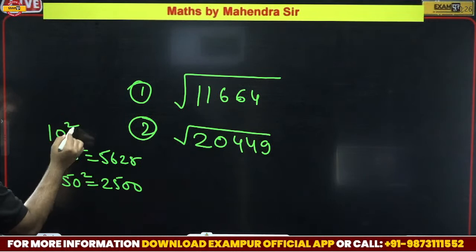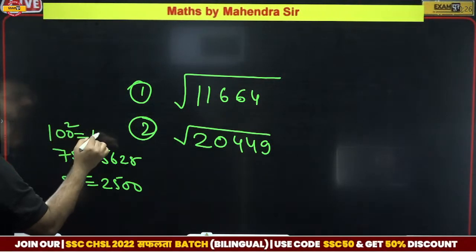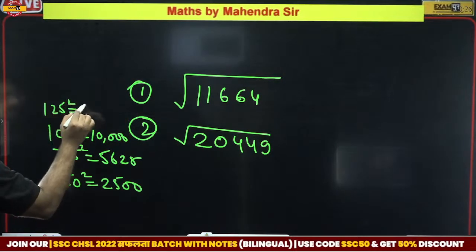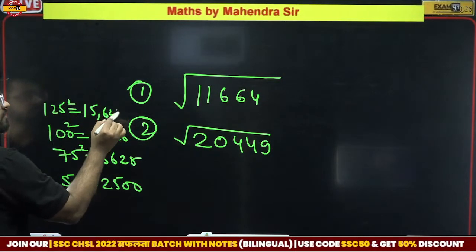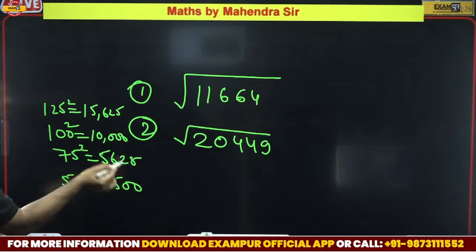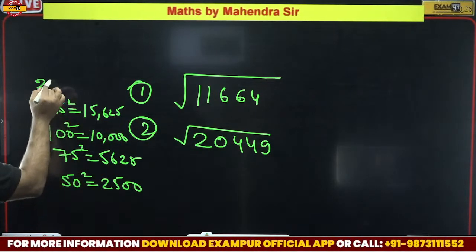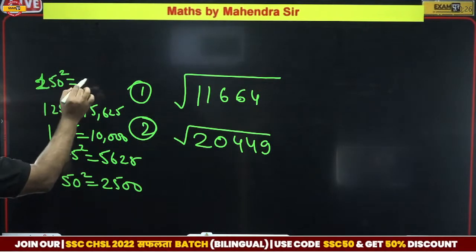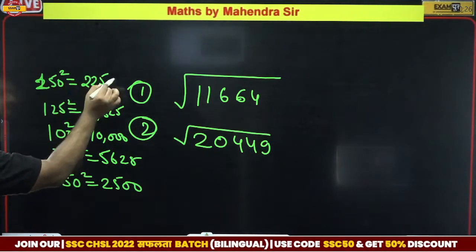Again, 100 square. That will be 10,000. Then 125 square is 15,625. Okay, this is 5,625, and this is 15,625. Then after that, 150 square. What is 150 square? That is 15 square, that is 225 and 00.